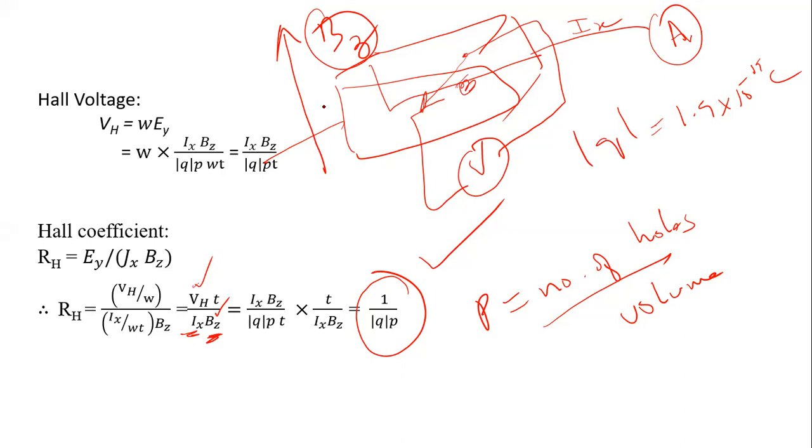And also you can measure the thickness of your semiconductor using a screw gauge. So from experiment, you can measure all these things. Once you measure all these things, you will get the value of your Hall coefficient. Once you know the Hall coefficient value, if your Hall coefficient is minus, then you know that your semiconductor is n-type. If your Hall coefficient is plus, then you know that your semiconductor is p-type.